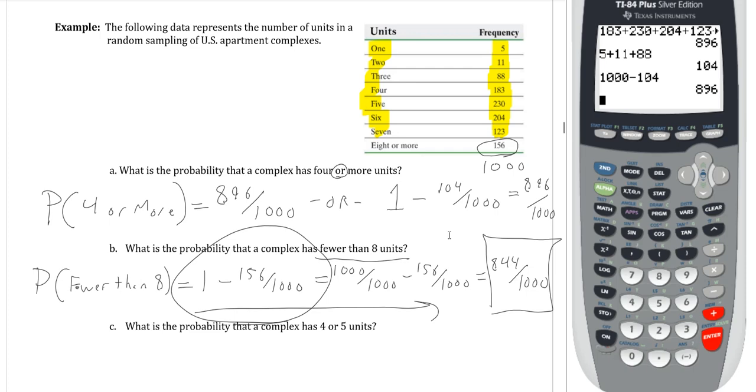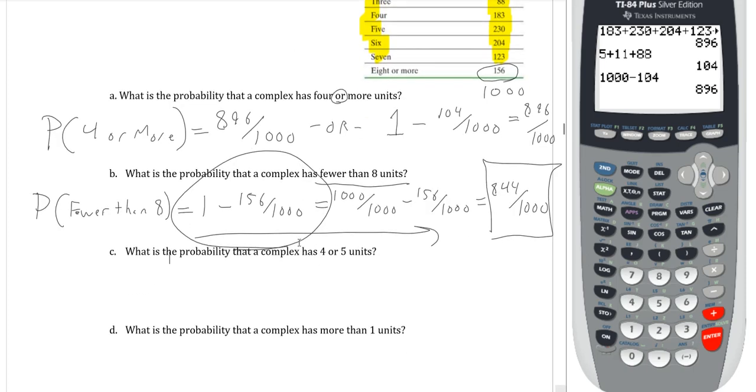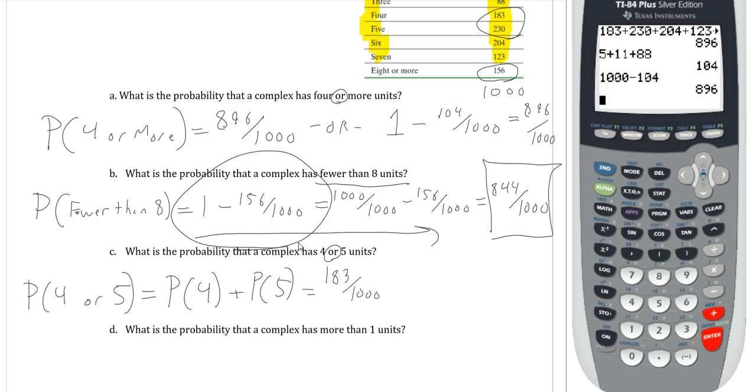All right, part C. We have, what is the probability the complex has 4 or 5 units? Notice that word or there. Or means we add. So probability of 4 or 5. We do note that these are disjoint, so all we're really doing is the probability of 4 plus the probability of 5. 4 and 5 are 183 and 230 respectively. So 183 out of 1,000 plus 230 out of 1,000. If you put that into your calculator, that should give you 413 out of 1,000.